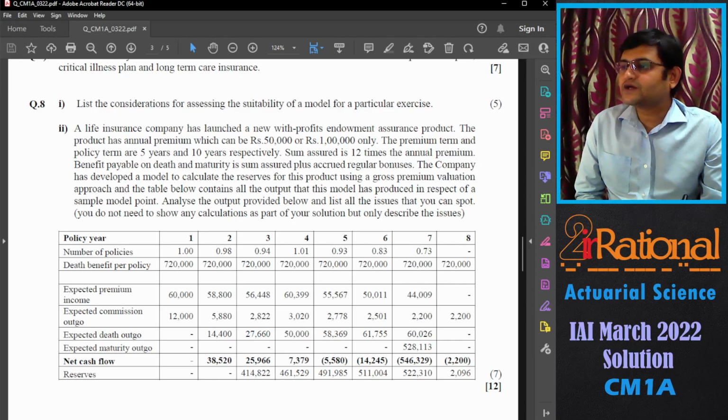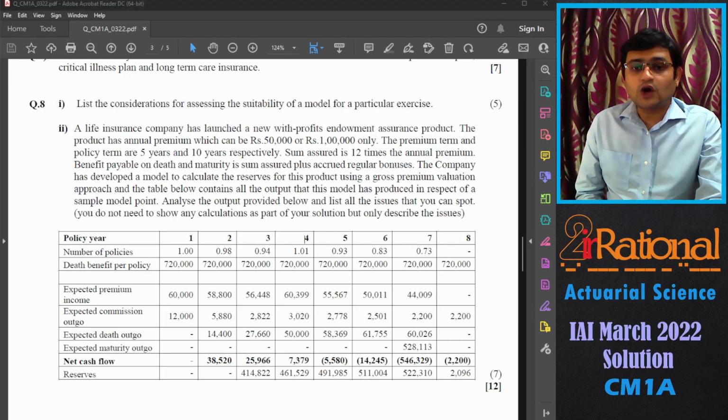The company has developed a model to calculate the reserves for this product using a gross premium valuation approach, and the table below contains all the outputs that this model has produced in respect of the sample model point. Analyze the output provided below and list all the issues that you can spot. You do not need to show any calculation as part of your solutions, but only describe the issue.